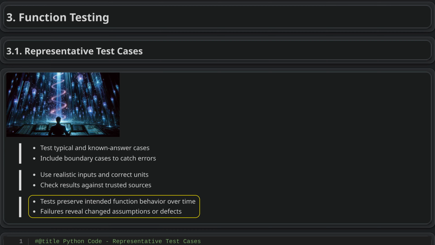Representative test cases document how a function is expected to behave and help protect that behavior as engineering calculations change. By testing normal conditions, edge cases, and invalid inputs, they can reveal whether updates to correlations, units, or scenarios have introduced unintended errors. When a test fails after a revision, it signals the need to decide whether the changed result was intentional or a defect. This supports technical accuracy, accountability, and confidence in the function's outputs.